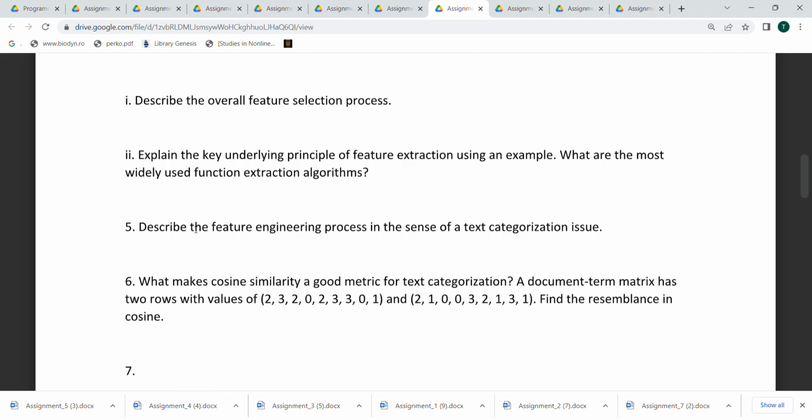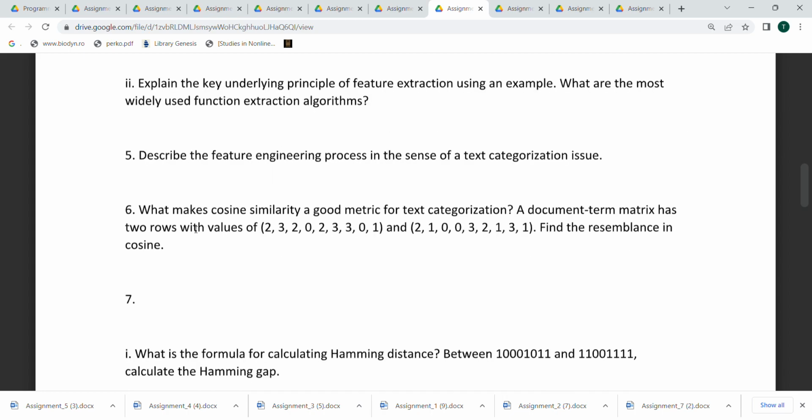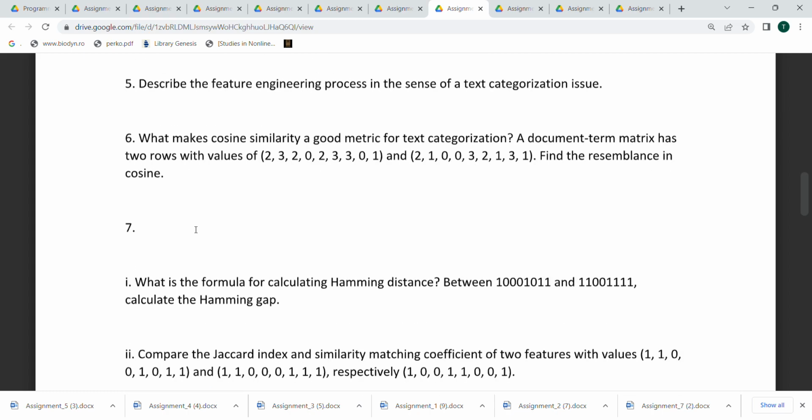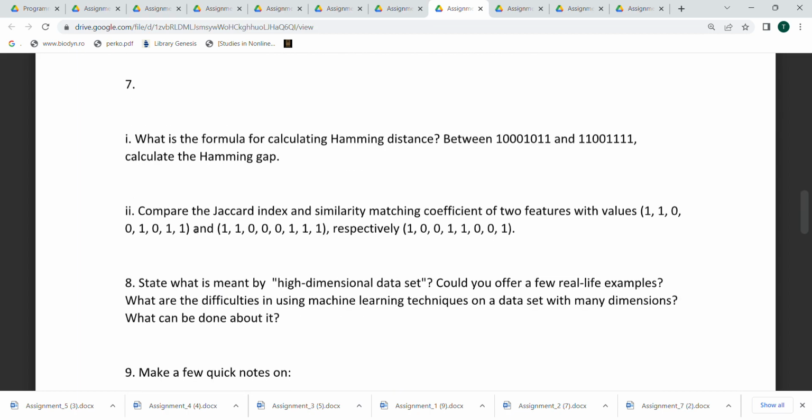Explain the key underlying principle of feature extraction using an example. What are the most widely used feature extraction algorithms? Describe the feature engineering process in the context of a text categorization issue. What makes cosine similarity a good metric for text categorization? A document term matrix has two rows with given values. Find the cosine similarity. What is the formula for calculating Hamming distance between these two?